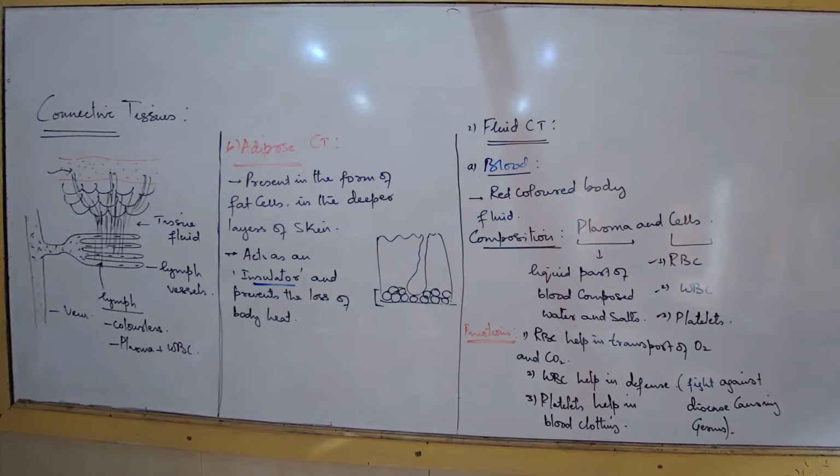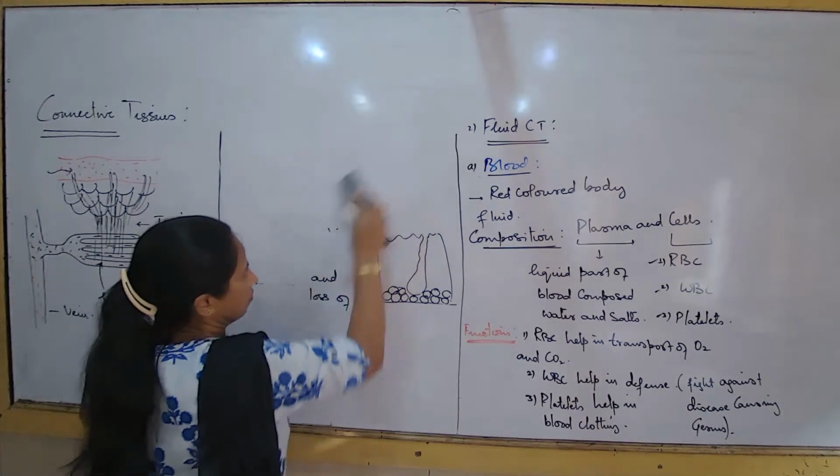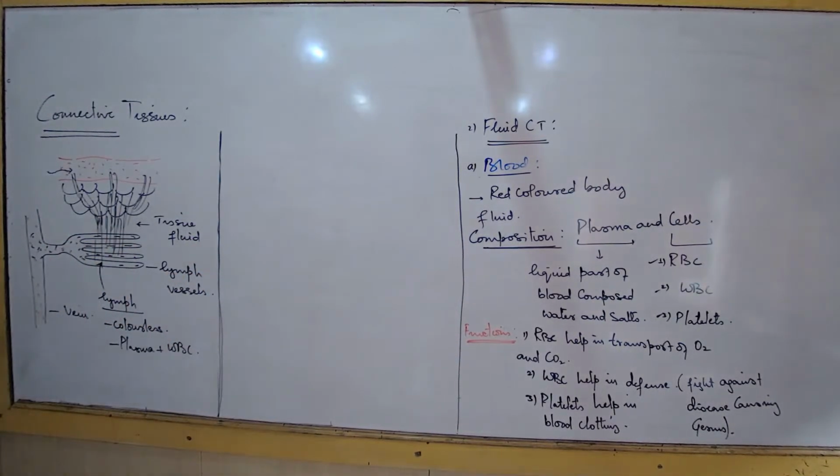Third point. Under blood: it flows in blood vessels. Lymph flows in lymph vessels. Let me repeat: lymph flows in lymph vessels, blood flows in blood vessels.